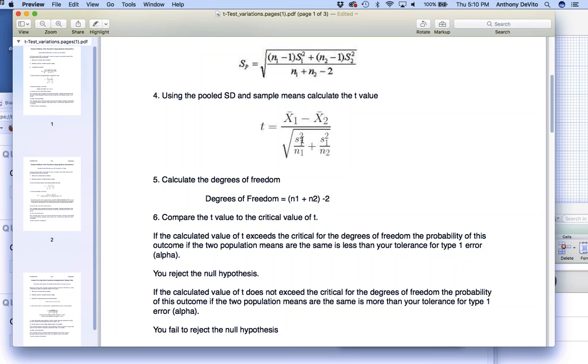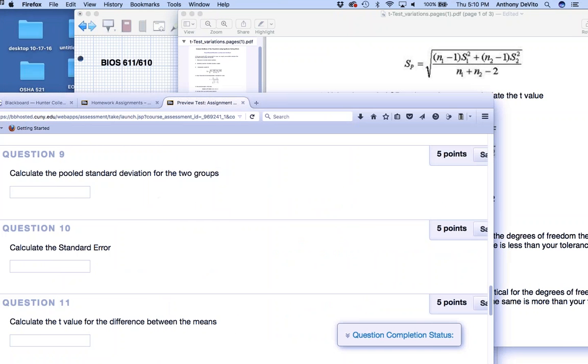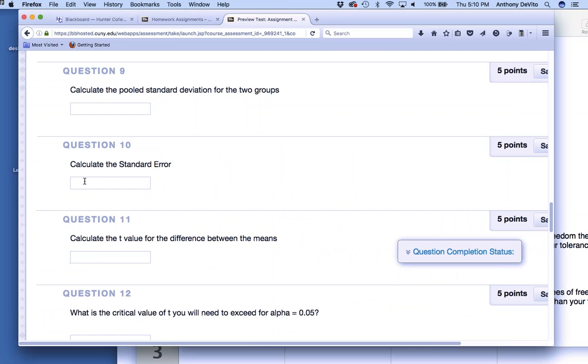Pooled standard deviation squared over n1, 77, plus the pooled standard deviation squared, same number, as you calculated there, over the sample size 2, which was 161. Add them together, find the square root of the sum of those two things, and then you put that in there. That's going to be your standard error. You're going to plug the standard error in there.